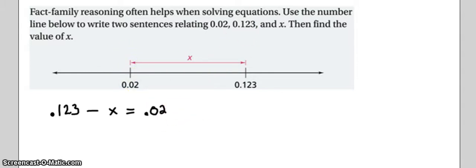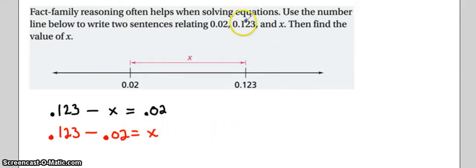Okay, and then conversely, the other part of that relationship, because everybody knows that there are 4 facts in a fact family, again, if we would start at 123 thousandths and subtract 2 hundredths, we should wind up with what x equals, which is what we would use right now to actually solve for x.